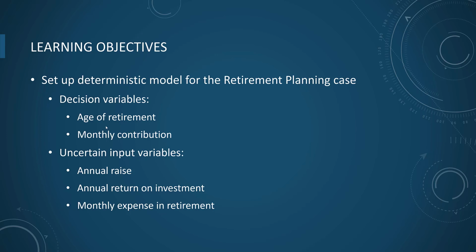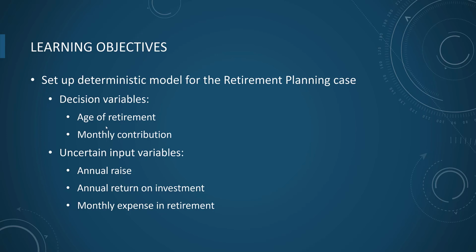The uncertain variables are how much raise we get every year. If you have more raise, maybe the employer contribution will be more. Then we have the annual return on investments. Once you invest, that's going to generate a return, and is it going to be low or high? And then once you retire, how much money do you need for expenses each month?